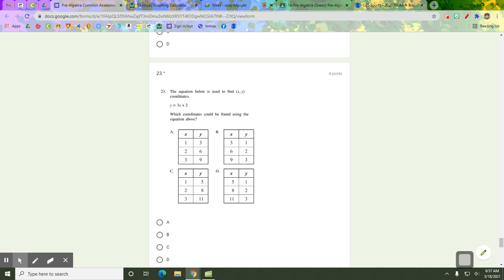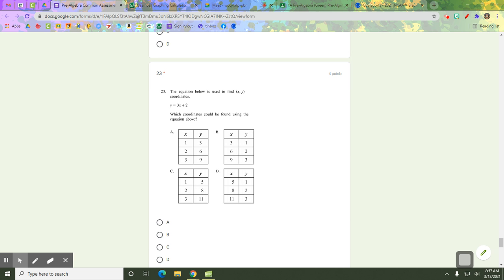The equation below is used to find x, y coordinates. Which one of these coordinates can be found using the equation above? So I've always told you guys to go with the y-intercept. It's an easy way to start with things. It can help eliminate a lot of these problems. But we know that earlier, somebody told us that the y-intercept is where x is 0. Look at all my x values. I don't have a 0 for any x value, so I can't cheat and use my y-intercept, which stinks. That's always an easy way to go about it.